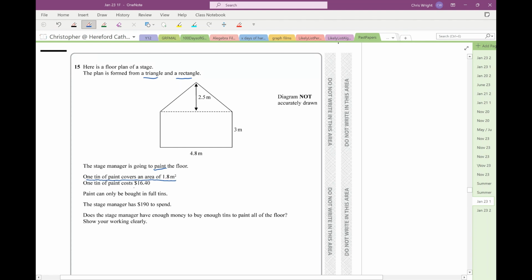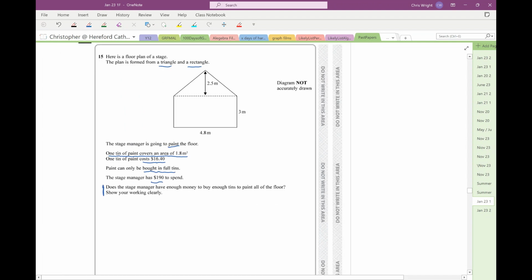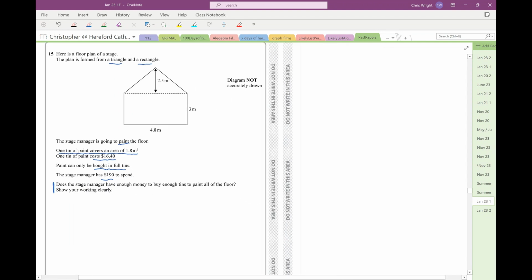And 1 tin of paint costs that much. Paint can only be bought in full tins. He has that much money. Does he have enough money to buy enough tins of paint to paint all the floor? Well, we better work out the area of the floor, hadn't we? So let's work out the area of the floor.